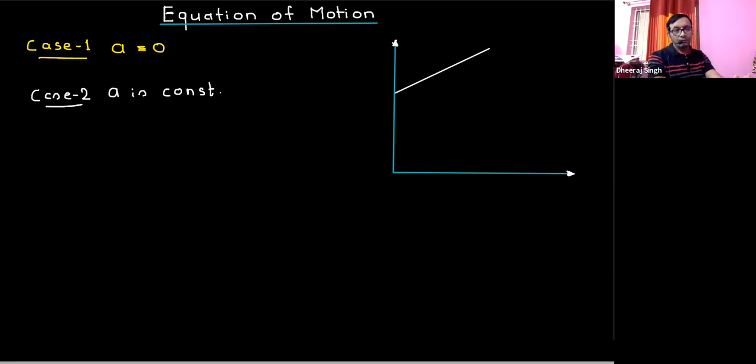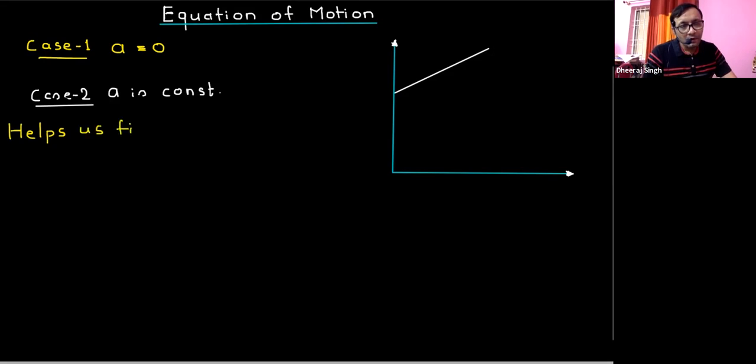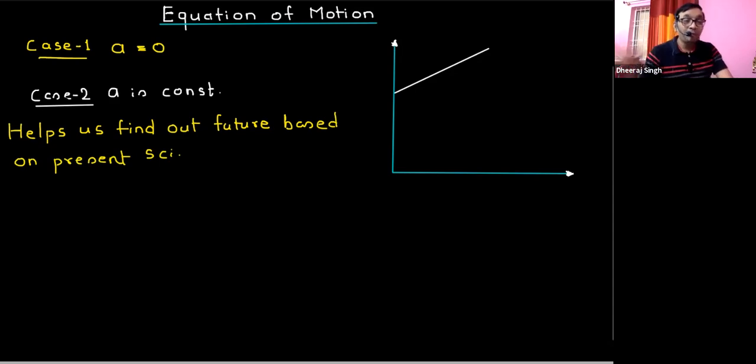Okay. Fine. So basically, why the equations of motion? All of you are correct only the way you are saying, but the clarity is missing a little bit. So equations of motion actually help us find out in future what will happen based on the present scenario. Okay, based on what is happening right now, you can predict what will happen in future.